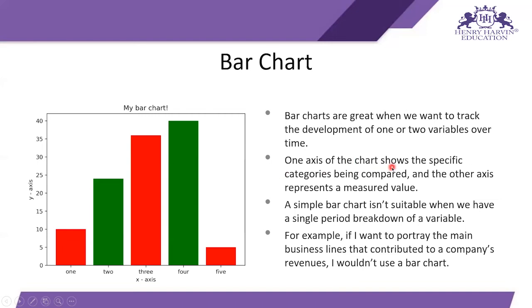One axis of the chart shows the specific categories being compared, and the other axis represents a measured value. Next, a simple bar chart isn't suitable when we have a single period breakdown of variables. So if we have only a single period breakdown, then this bar chart isn't a very good choice.